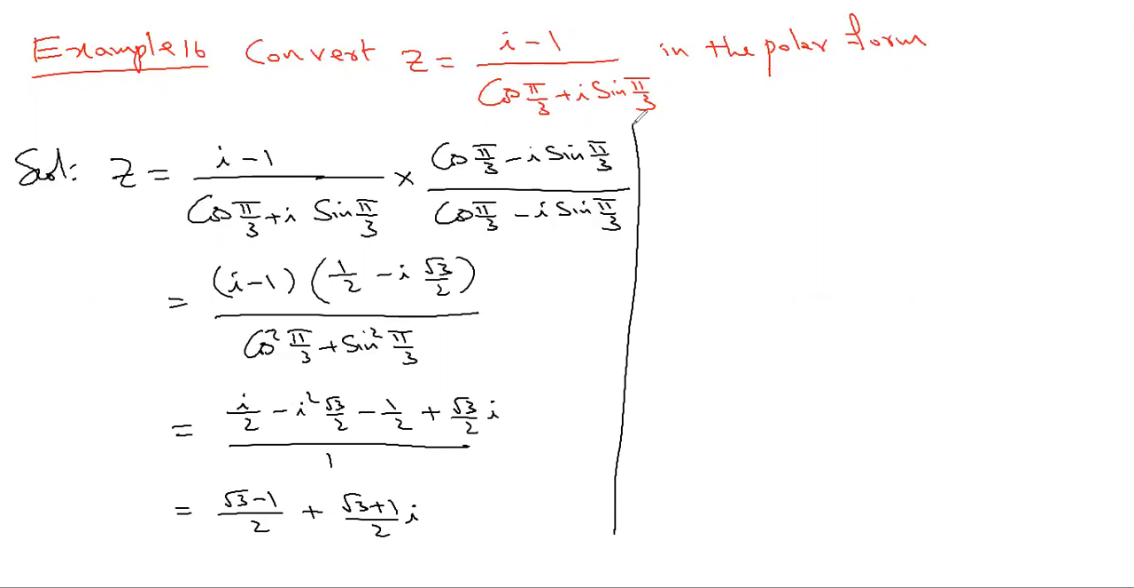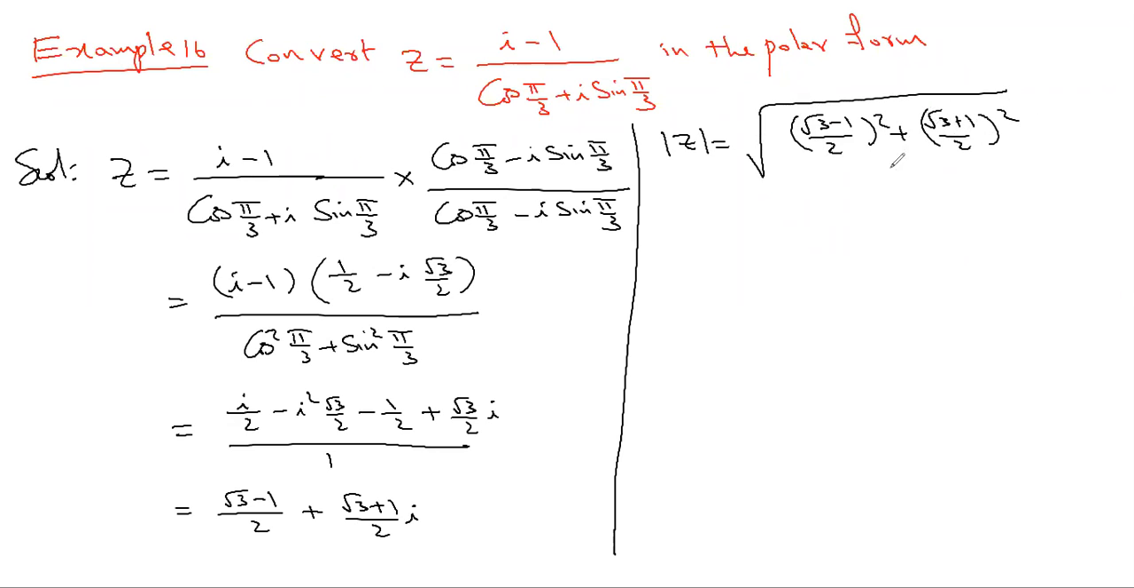We know that when you're converting into polar form, first you find the modulus of it. Let us find the modulus of z. Mod z is equal to under root of root 3 minus 1 by 2 the whole square plus root 3 plus 1 by 2 the whole square. What will that be? The denominator is 4. A plus b whole square plus a minus b whole square in the numerator is 2 times a square plus b square. A square is 3, b square is 1, which gives root 2. So we know that mod z is r.